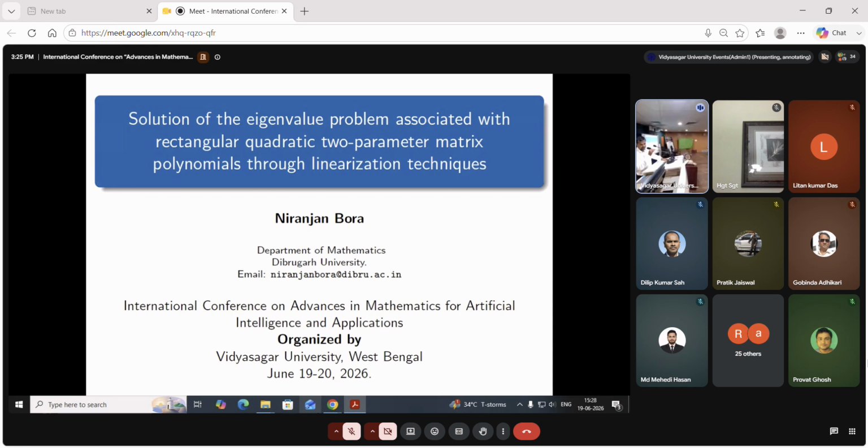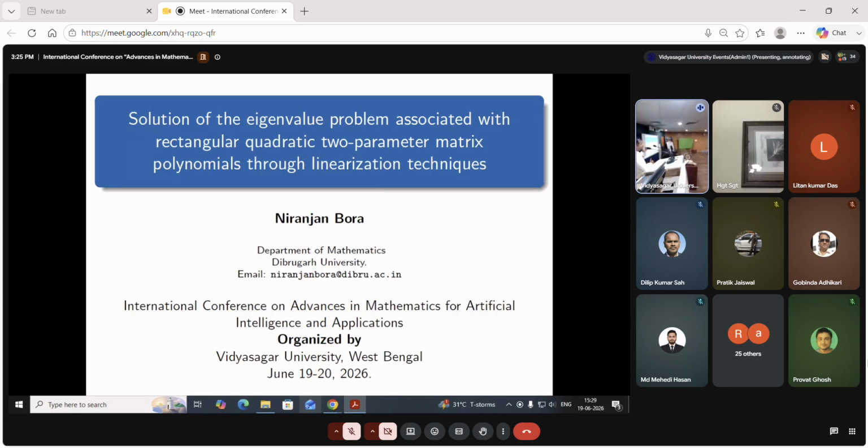Actually, in my talk, I have basically considered the eigenvalue problem. This eigenvalue problem is one of linear algebra. We are all aware of the classical eigenvalue problem, which is to find a scalar lambda satisfying the matrix equation Ax equal to lambda x, where A is a square matrix, for some non-zero vector x.